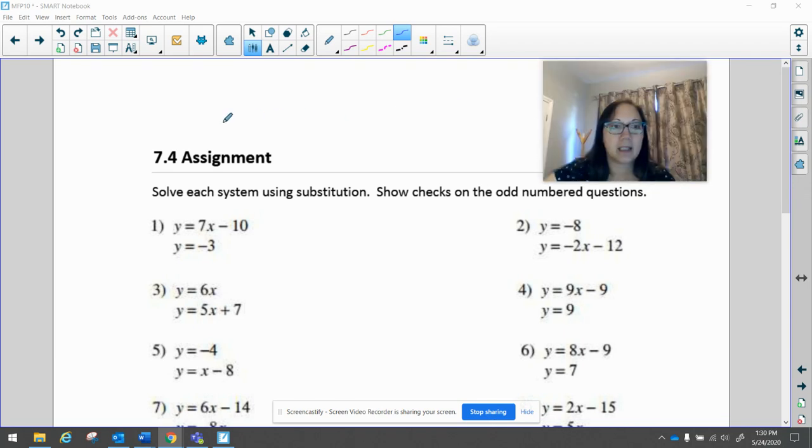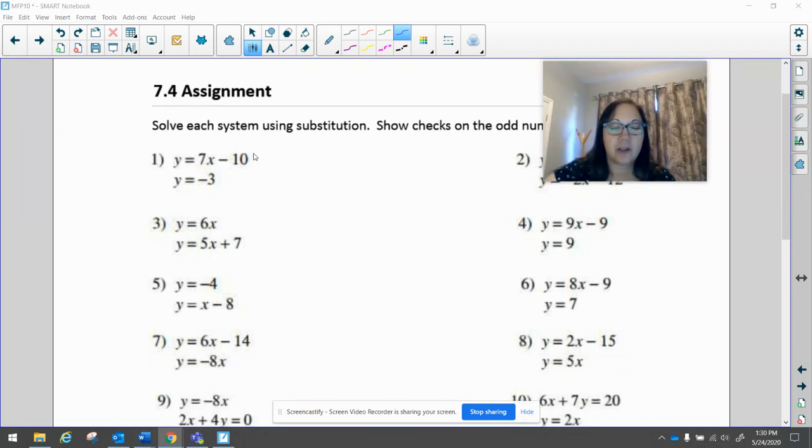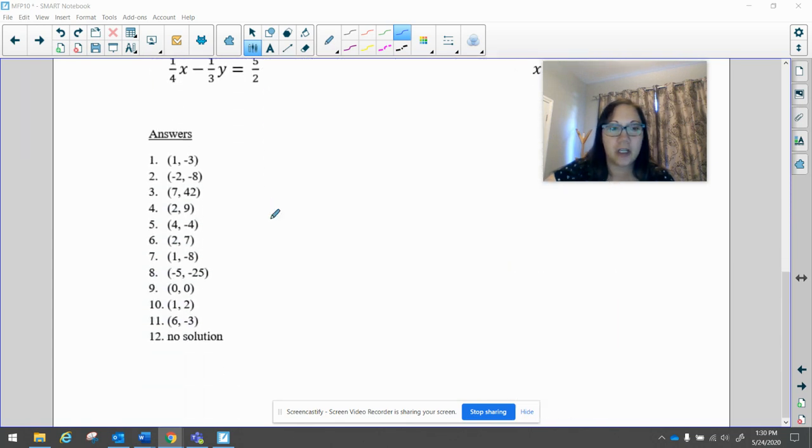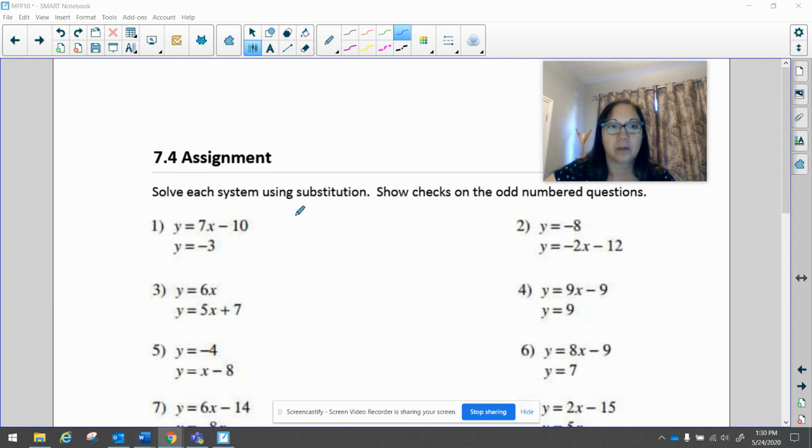Okay, so that takes us to our assignment for 7.4. As you can see, I chose not to do a textbook version. I chose to do kind of a worksheet version. So I will let you know on the Google Classroom what your assignment is for this section.